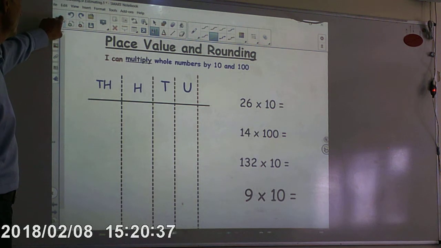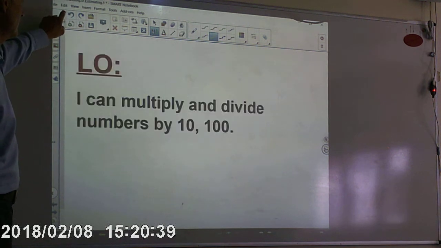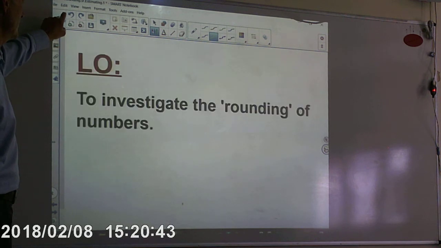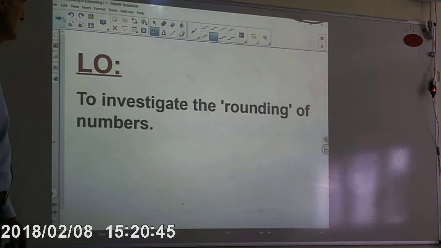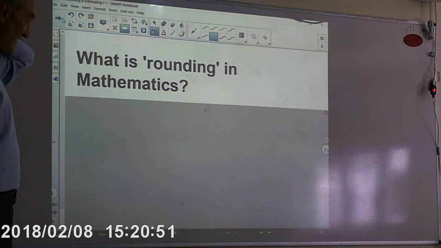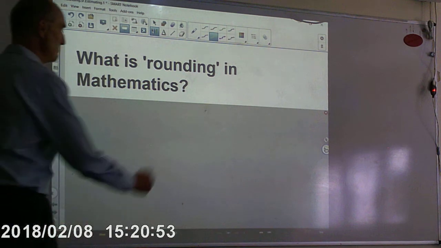Right, what are we looking at today? We're looking at rounding. So let's quickly get forward onto what we really want to be concentrating on. Investigate the rounding of numbers. That is your topic for today. Straight off, what is rounding in mathematics? What does it mean?